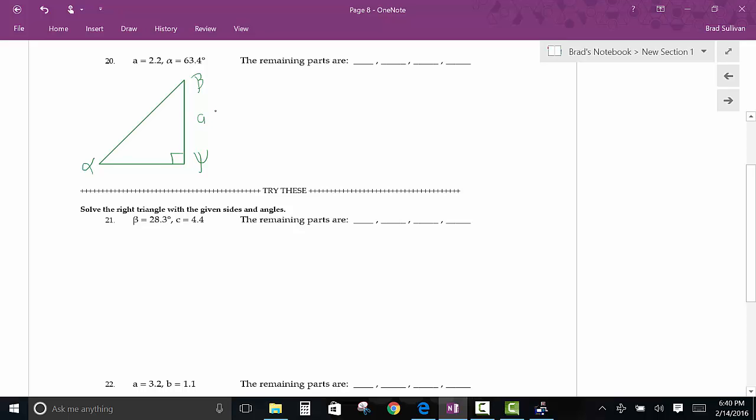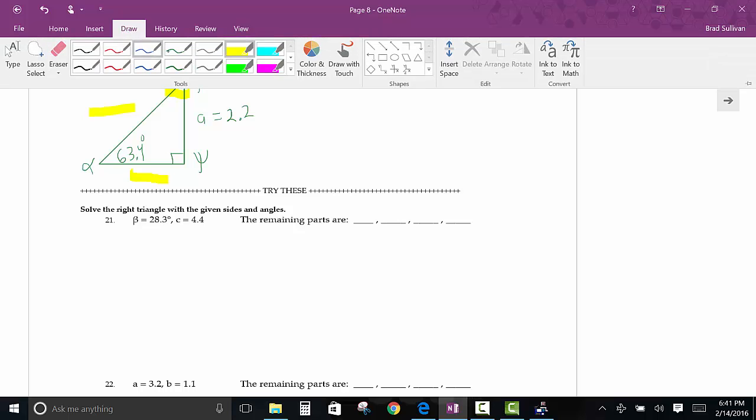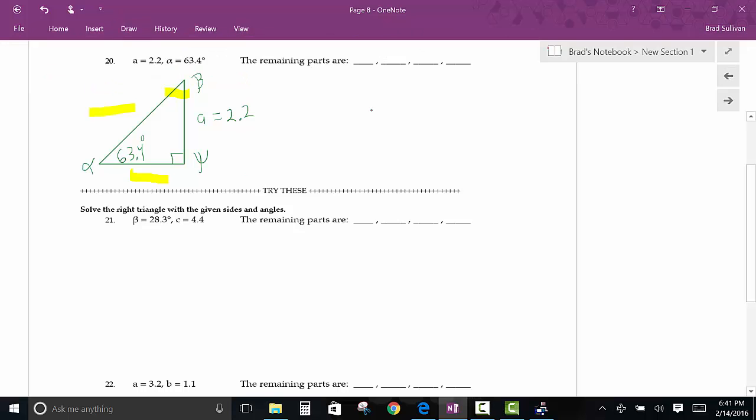Side A is 2.2, so that goes opposite the angle alpha. And then the other thing I gave you on this is I gave you angle alpha as 63.4 degrees. So what you need to find, I'll just highlight what we need to find. We need to find angle beta, we need to find side C, and we need to find side B. So those are going to be the three things that we're now going to focus on, finding these things. So side C, remember, is opposite gamma.